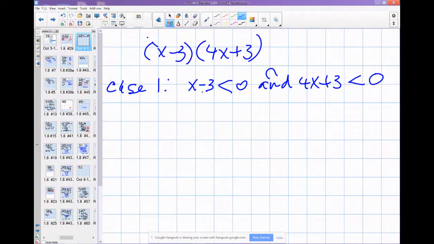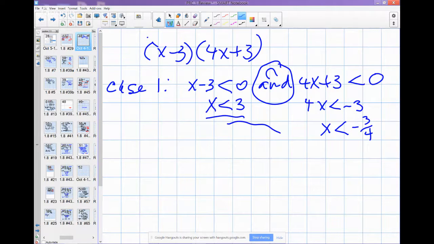If we solve x minus 3 is less than 0, add 3 to both sides, that means x is less than 3, which we assumed. And if 4x plus 3 is less than 0, that means 4x is less than negative 3 when you subtract 3 from both sides, and then divide by 4. Now if you put these two together, we've got an 'and' here. When you put these two solutions together, what's in common between those?